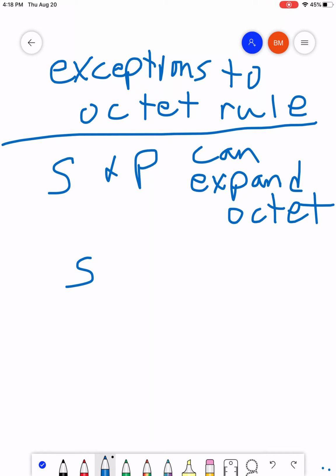So just as an example, sulfur is interesting. It's kind of versatile. It can hold 10 electrons in its outer shell and be neutral.